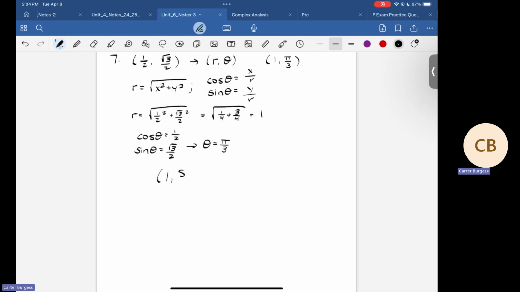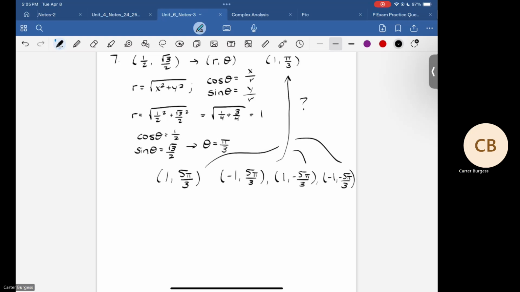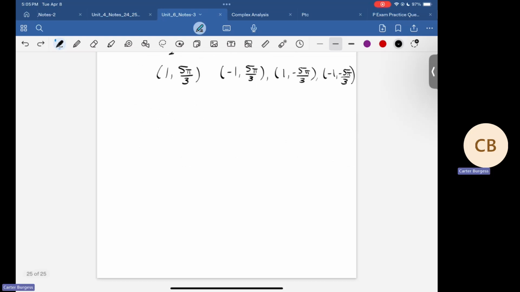So we get like 1 and 5 pi over 3, or -1 and 5 pi over 3, or 1 and -5 pi over 3, or where both are negative, -1, -5 pi over 3. The question is, which of these is equivalent to the one that we have here, right? Who's to say? Well, we're to say. We need to be able to figure this out.